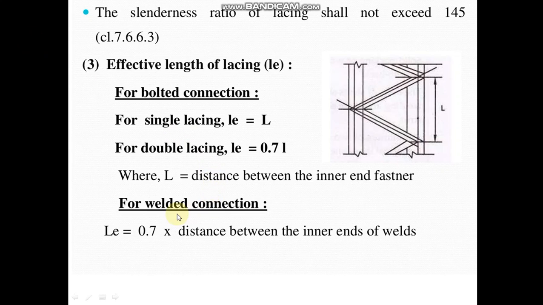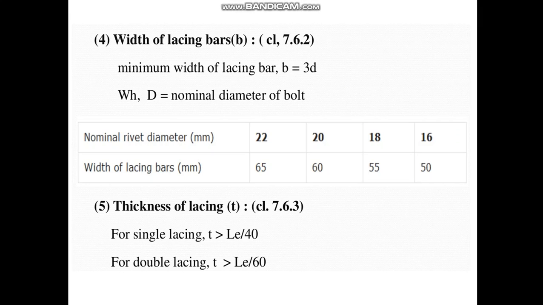If it is a welded connection, again it is 0.7 times the distance between inner ends of the welds. Now, width of the lacing bar. According to clause 7.6.2, minimum width of the lacing bar is always equal to 3 times nominal diameter of the bolt. For a few of the nominal diameters of the bolt, the width of the lacing bar is shown here.